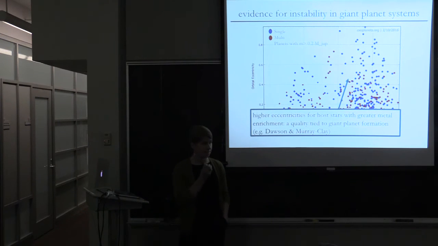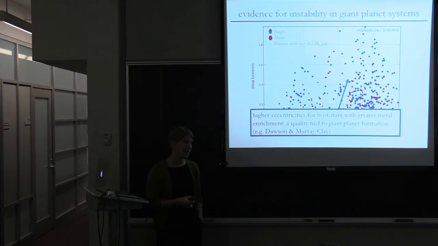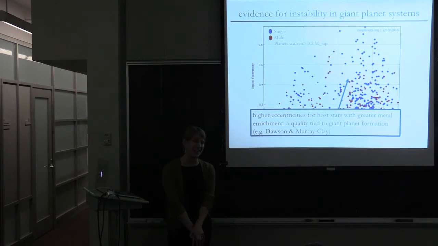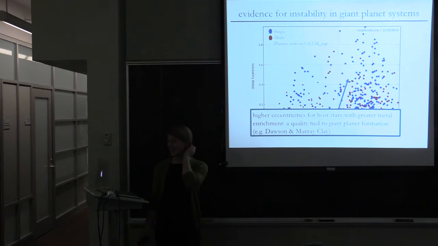Also coming back to the solar system, the formation of the moon has been suggested to be due to the impact of a Mars-sized planet back in the very early times. So that would definitely be one very obvious source of instability.